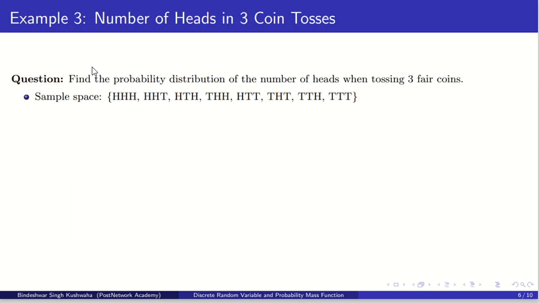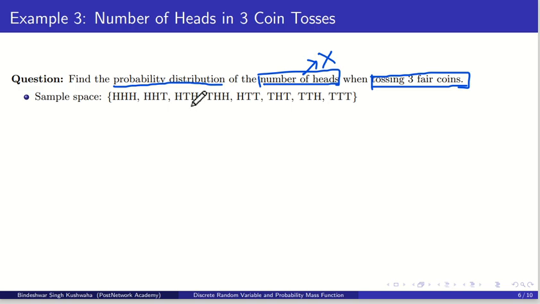Now let us see the next example. Find the probability distribution of the number of heads when tossing 3 fair coins. The number of heads is your random variable. When 3 fair coins are tossed, the sample space would be this. There are 8 sample points, and the number of heads is defined on them.